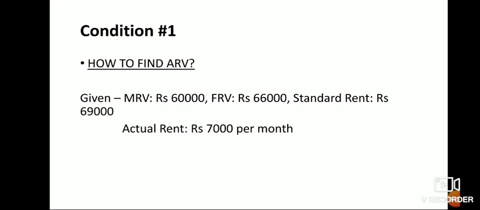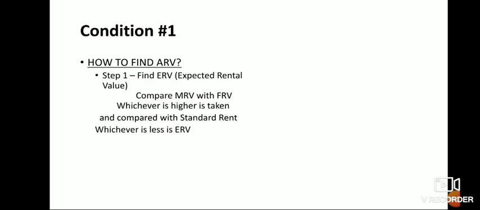Here it is given the different information needed in order to find out ARV. We have the MRV or the municipal rental value at rupees 60,000, fair rental value at rupees 66,000, standard rent at rupees 69,000. The actual rent is rupees 7,000 per month. Okay, so step 1. First, we have to find out the expected rental value.